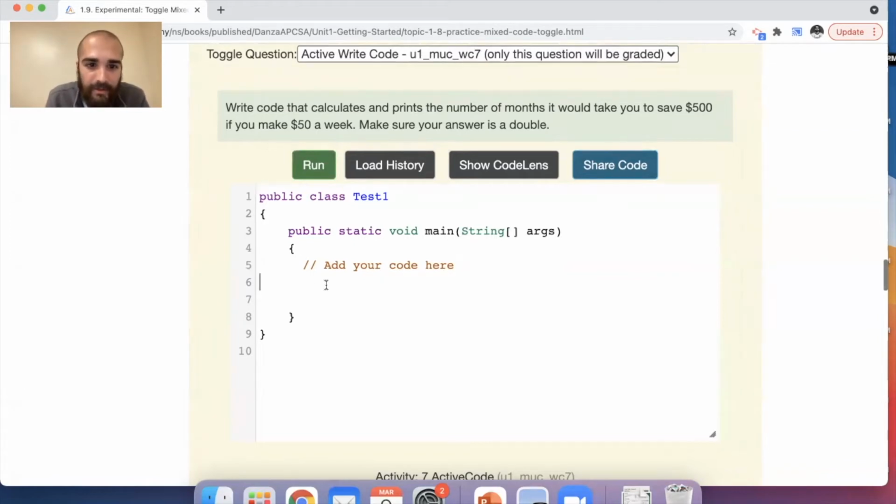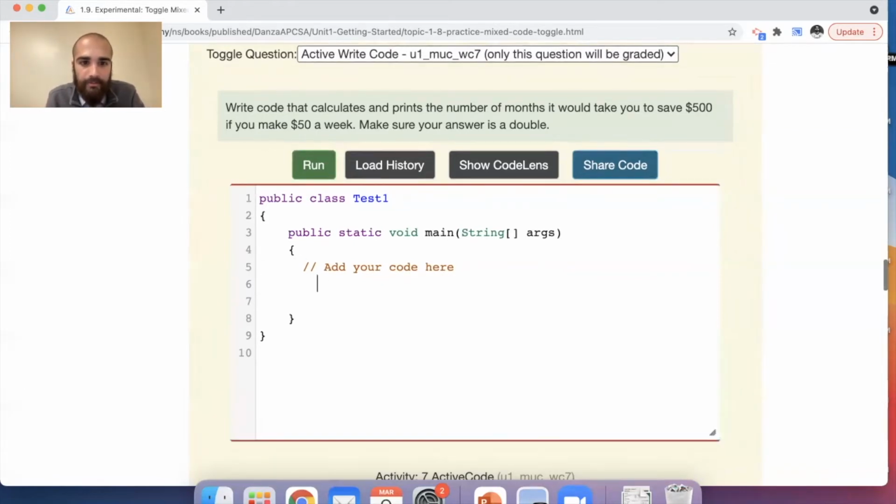Anyway, so how long would it take for you to save? So I'll say, I'll just put it as a double because we're dealing with money and it's nice to do that. So I'll say, what's a good variable name? Money per week? No, that's not good.